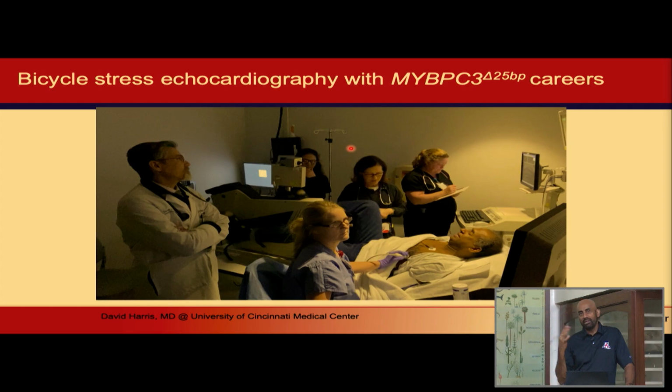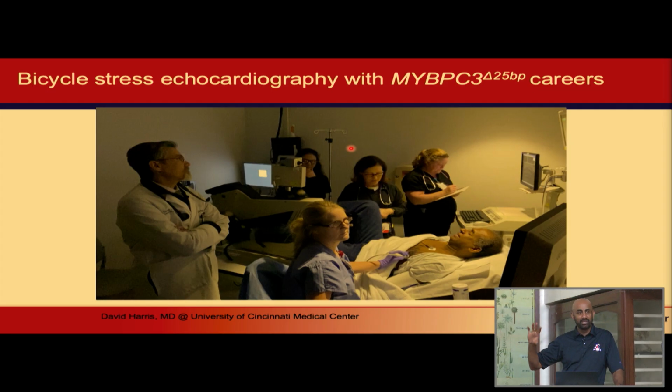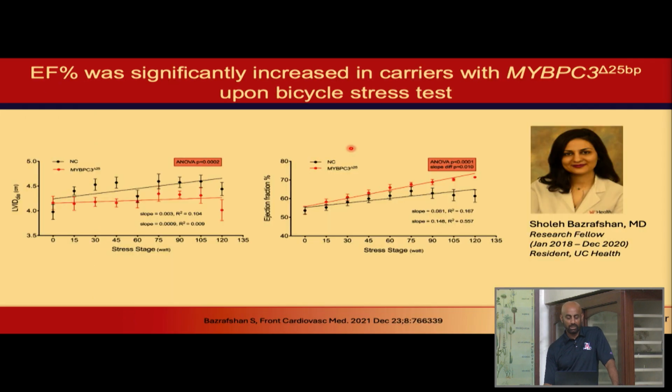Again, we invited the 25 base pair deletion carriers, 10 subjects with the genetic variant and 10 subjects without, kind of normal. We did whole genome sequencing. We excluded any other genetic variants in these subjects, and then we had only the 25 base pair deletion. So you can see very nicely at the baseline there is no difference between the mutant and the wild type or non-carriers in cardiac function.